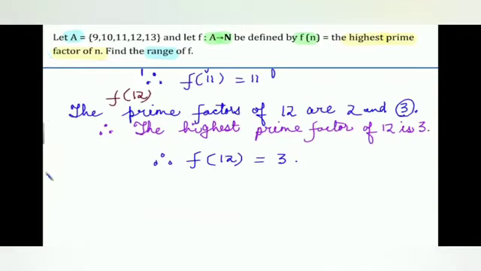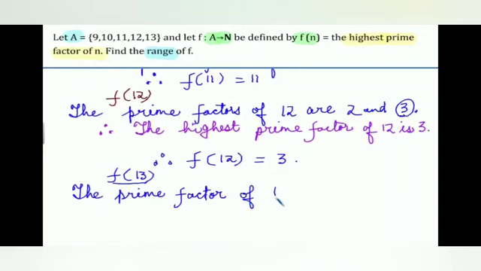Now f(13). 13 is a prime number itself, so the prime factor of 13 is 13. So f(13) is equal to 13.